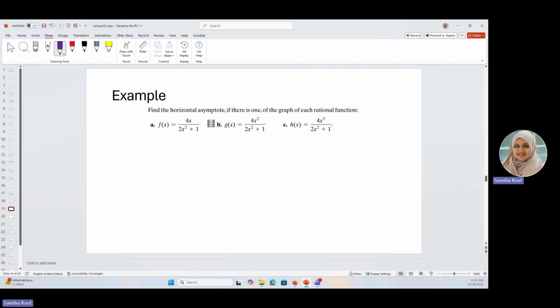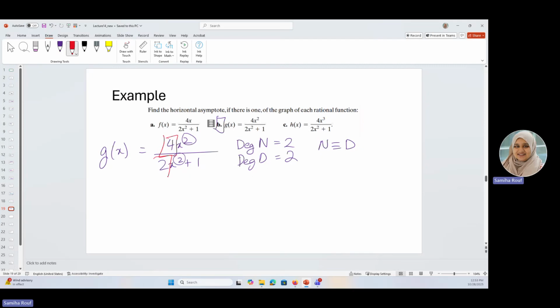Now let's look at the next example, B. Okay, degree of numerator is 2. Degree of denominator is also 2. So they are equal. If they're equal, then what you do is you look at the coefficient of the leading term. So my horizontal asymptote then is y equals 4 over 2, which tells us y equals 2 is our horizontal asymptote.